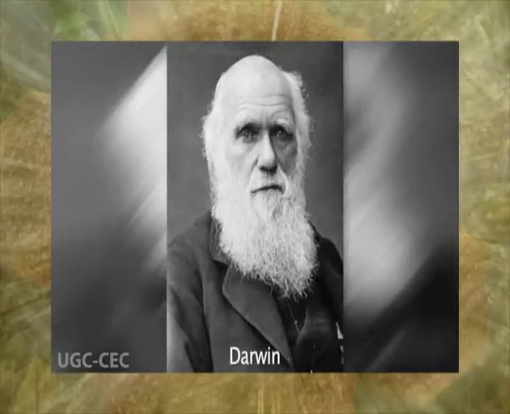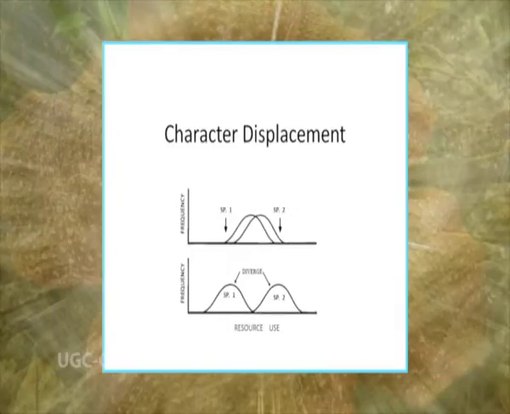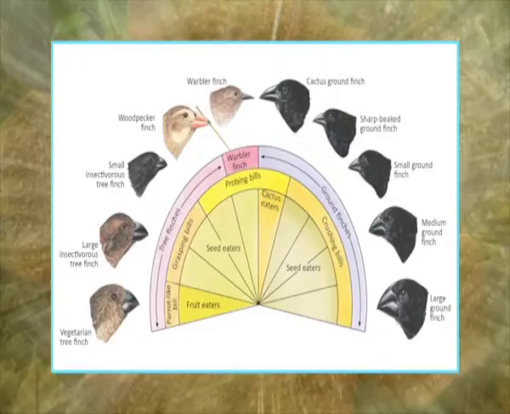Thus, the characters diverged. Darwin worked on finches of the Galapagos Islands. He observed that they had competition with one another, which led to adaptations to avoid competition. Their feeding structures changed with evolution, and thus their feeding habits became varied and restricted. Thus, it showed character displacement.